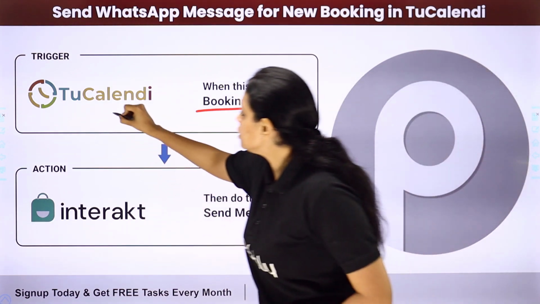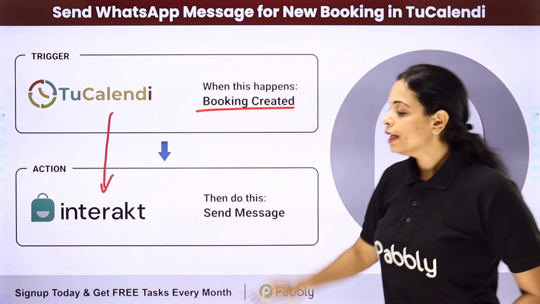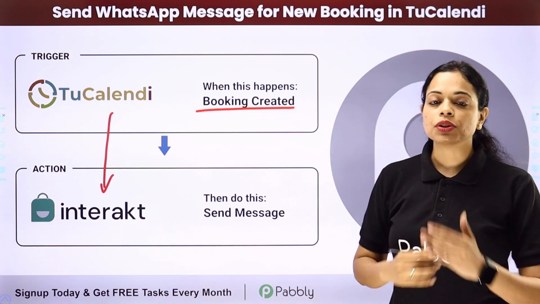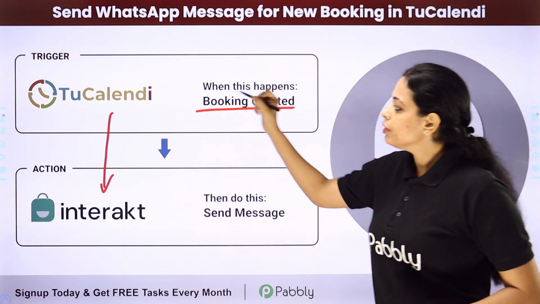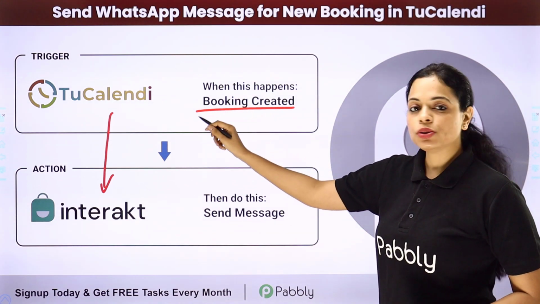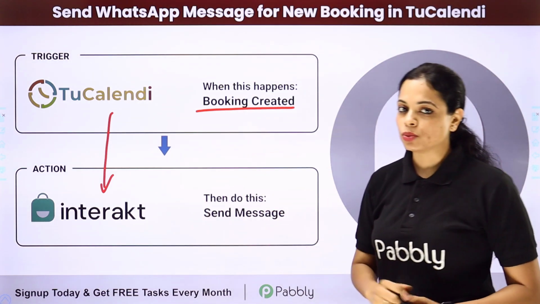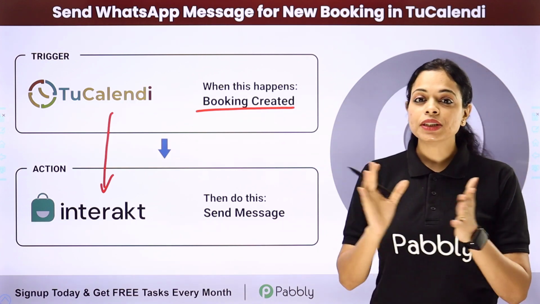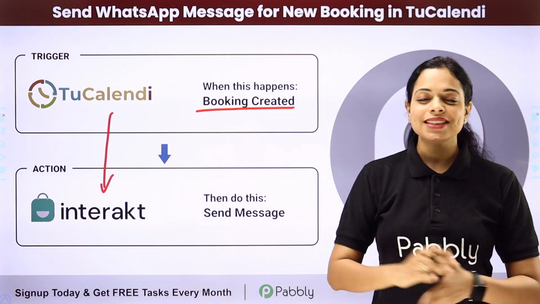For this, we will be integrating TuCalendi and Interact. Interact is an application with which we are going to send WhatsApp messages, and we are going to do this integration using Pabbly Connect. So here our trigger will be TuCalendi and our action will be Interact. Now to understand how you can do this yourself, let me take you to my screen.